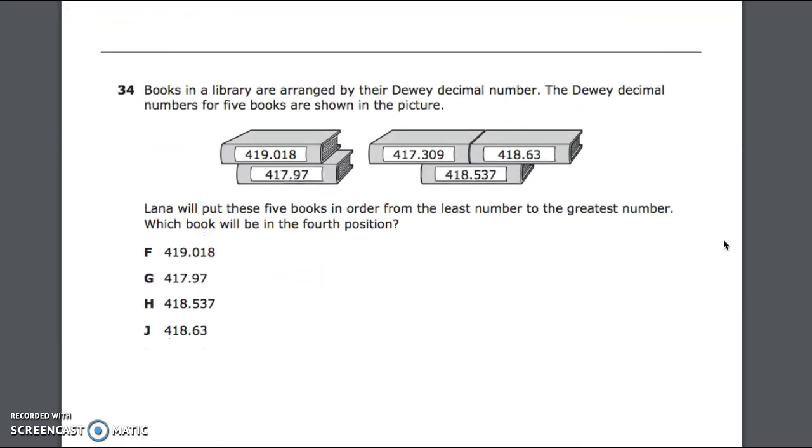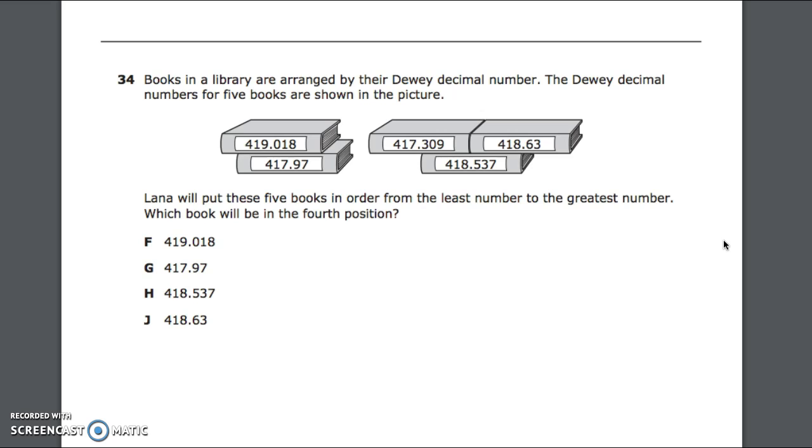Number 34. Books in a library are arranged by their Dewey Decimal number. The Dewey Decimal numbers for 5 books are shown in the picture. Lana will put these 5 books in order from the least number to the greatest number. Which book will be in the 4th position?